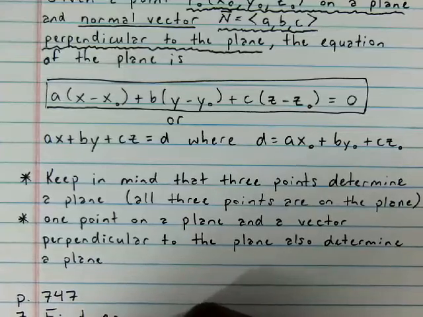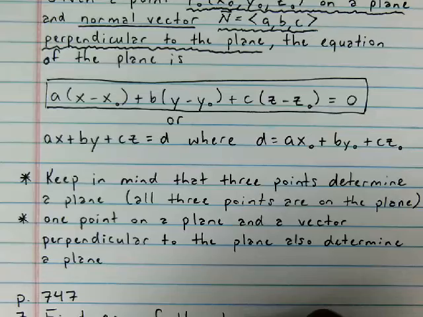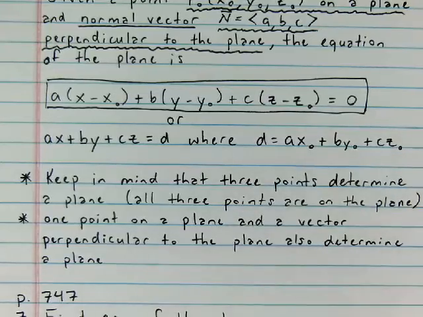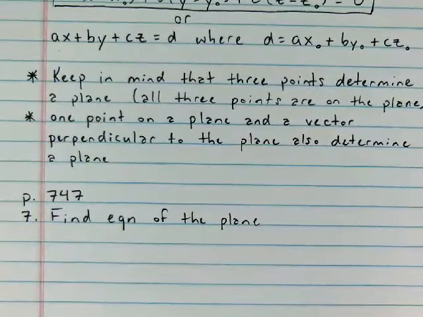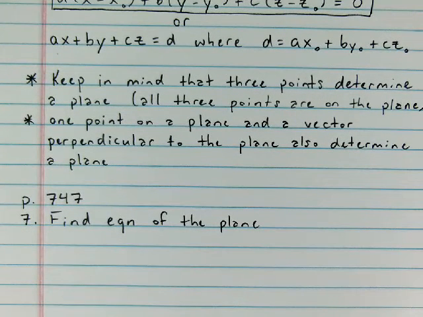Find the equation of the plane. So when you see that, your immediate thought should be, okay, I need a point on the plane and I need a vector perpendicular to the plane. Those are the key things I'm looking for so I can find the equation.